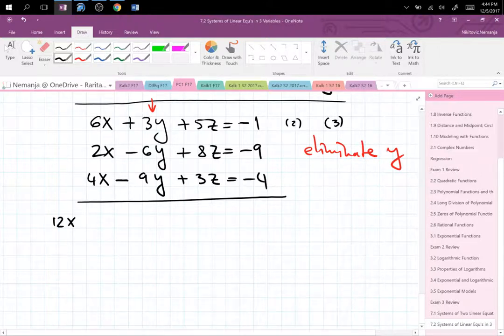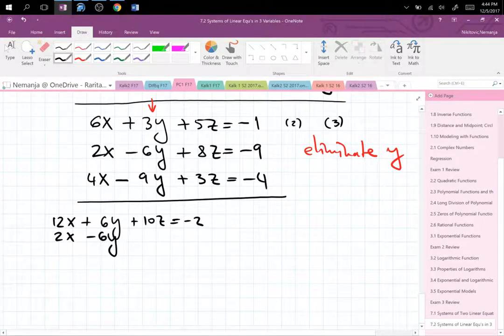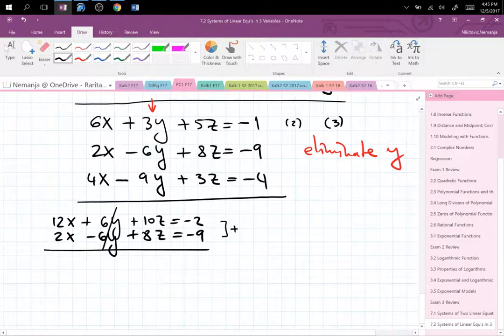So that's 12x plus 6y plus 10z is equal to -2. And copy the second row as is, which is 2x minus 6y plus 8z is equal to -9. And when I add them, the y's eliminate, and I have 14x plus 18z is equal to -11. And that's where we leave it. So that was equations 1 and 2.